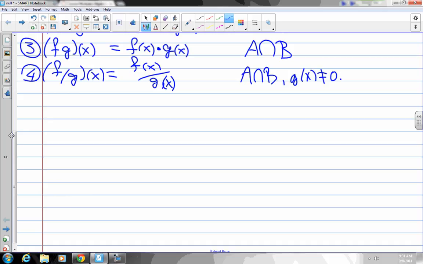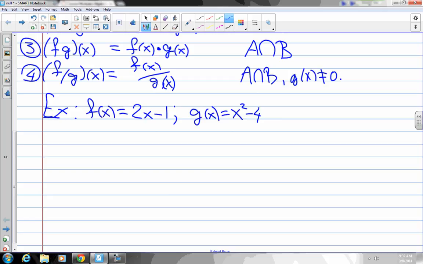So let's try this example. So let's say f of x equals 2x minus 1, and g of x equals x squared minus 4. Okay? So this is a nice example because what is the domain of f when it's just 2x minus 1?